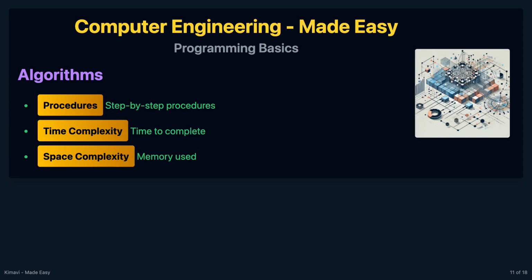Algorithms are step-by-step procedures or formulas for solving a problem. Key concepts include time complexity, which is a measure of the amount of time an algorithm takes to complete as a function of the length of the input, and space complexity, which is a measure of the amount of memory an algorithm uses as a function of the length of the input.